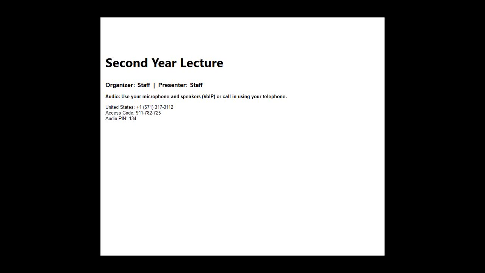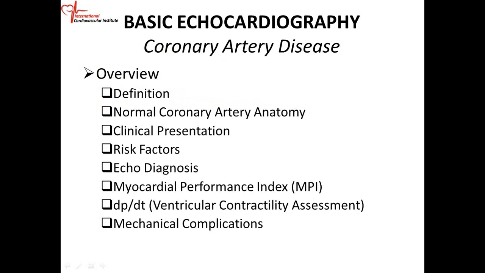We're gonna look at the normal coronary anatomy. Also, when we do the normal coronary anatomy, then we'll go over segments, regional walls. We're going to look at some of the clinical presentation, risk factors, how we use echo to diagnose the different presentation of coronary artery disease.